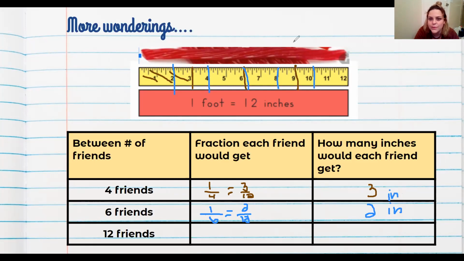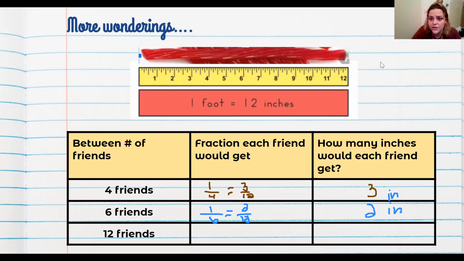I'm gonna erase this so you guys can see what happens when we share with 12 friends. All right, so 12 friends, and there's 12 inches of licorice stick. So 12 divided by 12. If I look at the ruler and my licorice stick, 12 friends sharing 12 inches means that each friend would get 1 inch of a licorice stick.